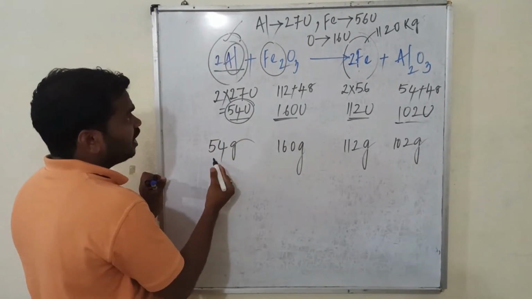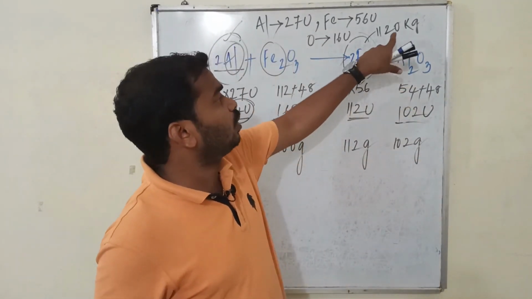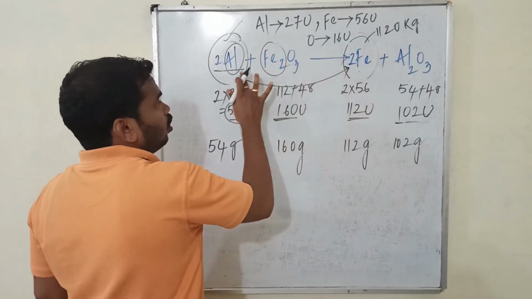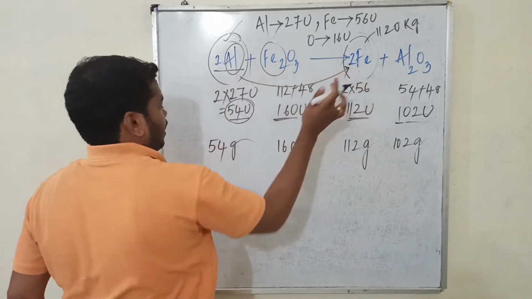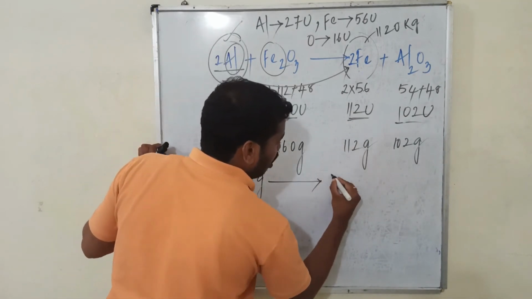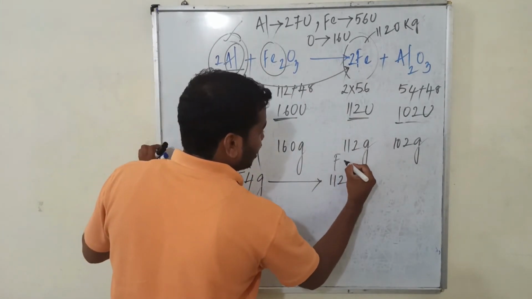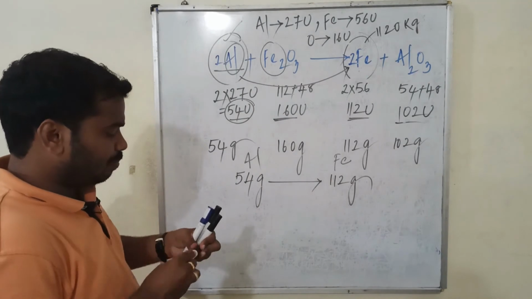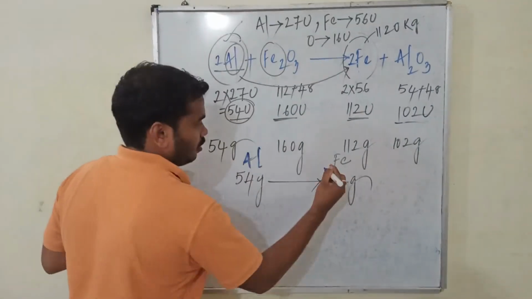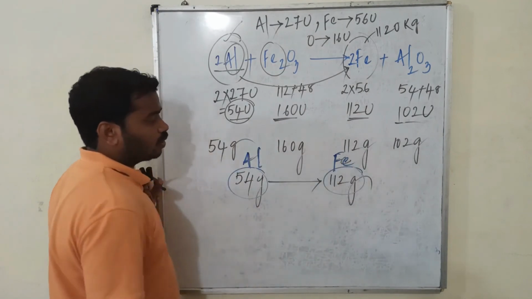Now if you see here, the relationship which was asked, how much aluminum is required to generate 1120 kg of iron, right? So the relationship must be established between these two elements, aluminum and iron. If you see here, the relationship goes like this. 54 grams is generating 112 grams of iron. Here this side I am writing aluminum information, this side I am writing iron. Very very simple. It's childhood mathematics. Aluminum, 54 grams of aluminum is giving out 112 grams of iron.